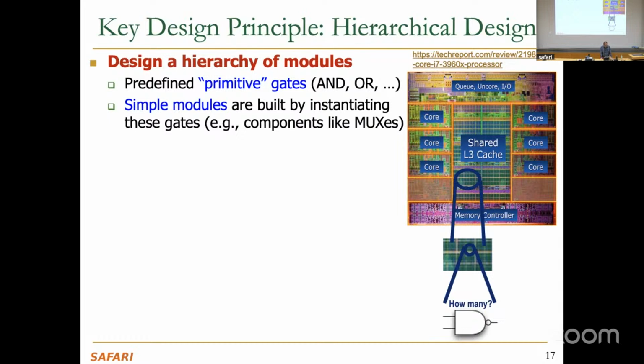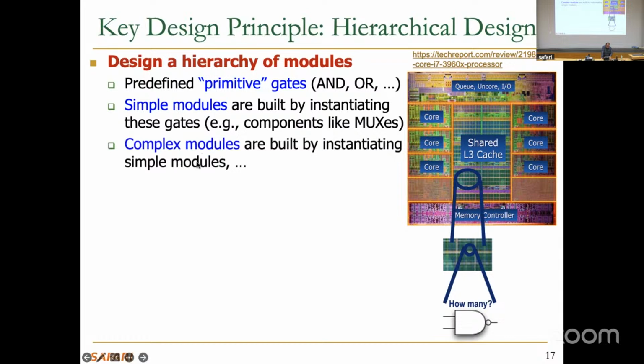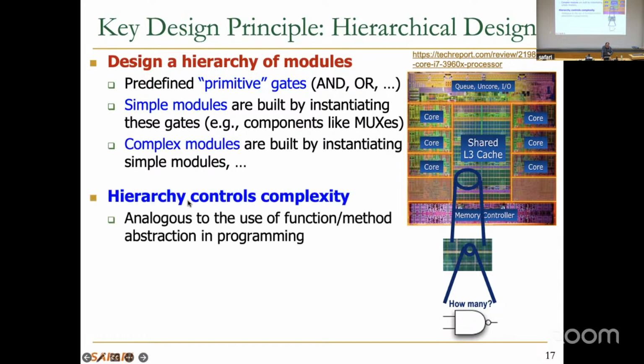And simple modules are built by instantiating these gates, like components such as a multiplexer. We're going to see more about it later. So basically, you need to make a hierarchy of your design. You can have a top-down approach, which we're going to see in a bit, or a bottom-up approach to design your big system.